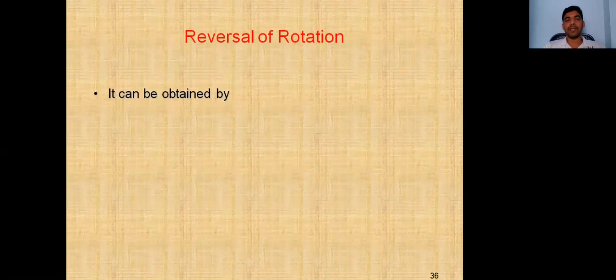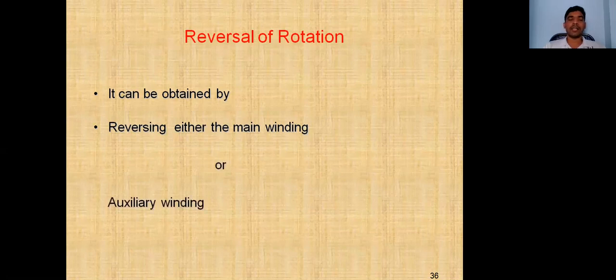Reversal of rotation can be obtained by reversing either the main winding or the auxiliary winding, any one, but not both.